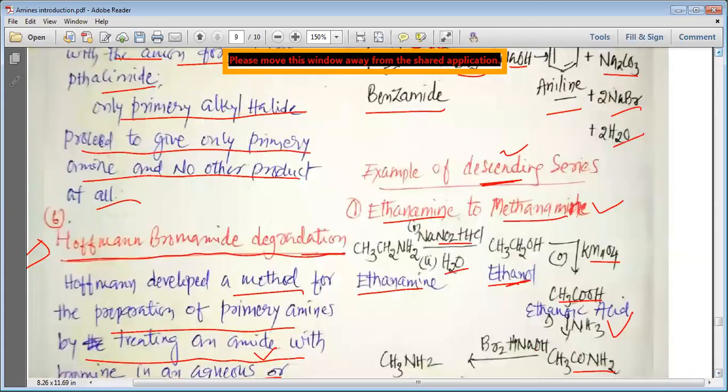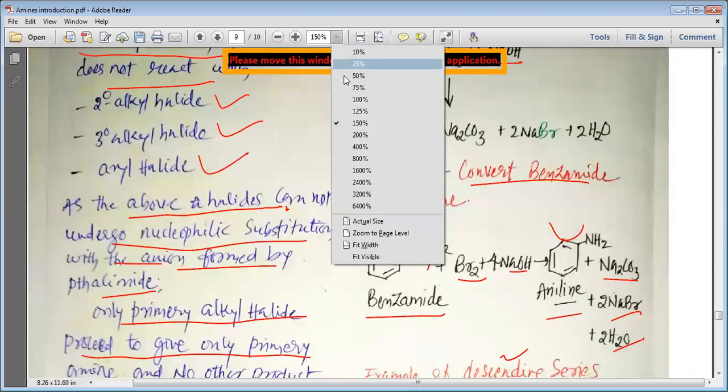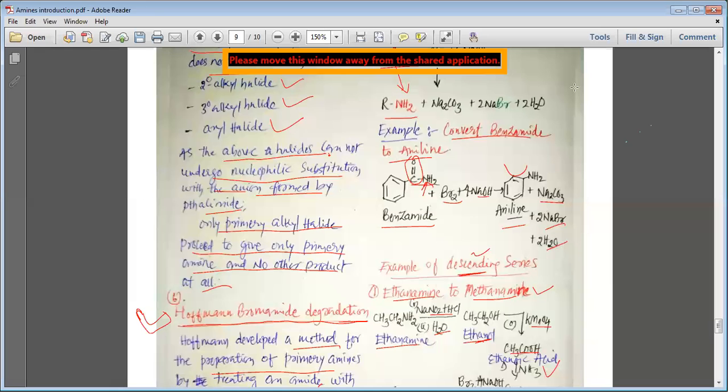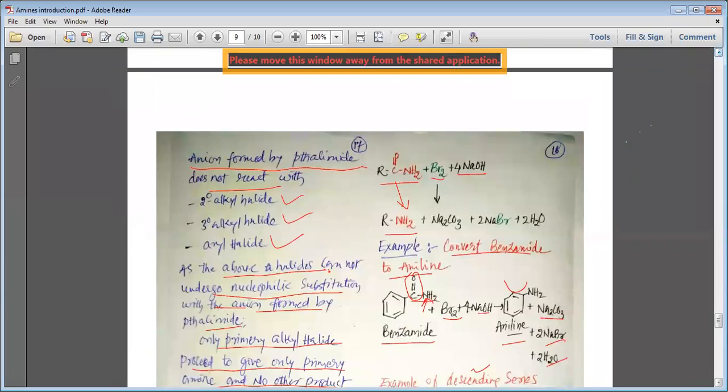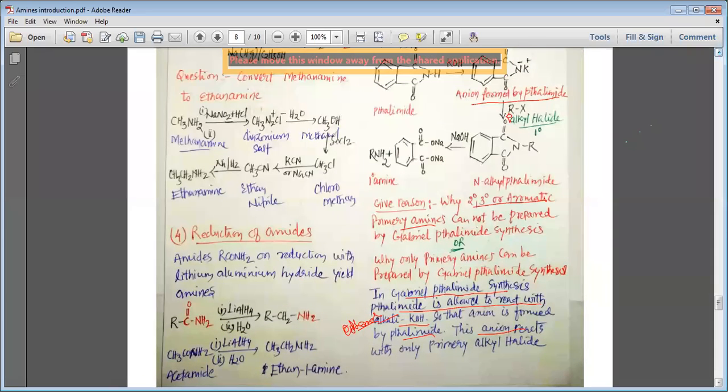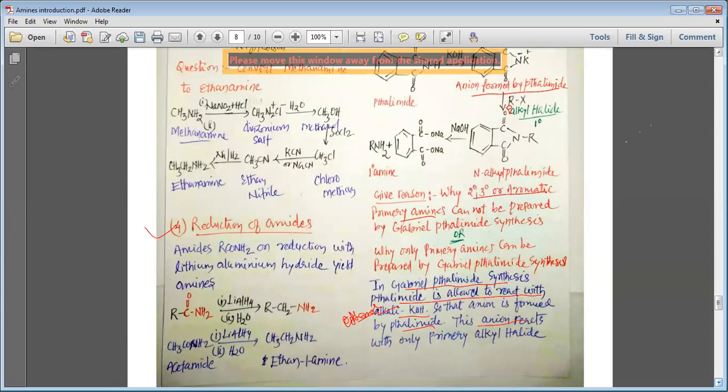Let us revise what we have studied today, and if you have any doubt, you can ask me your doubts, my dear students. After the previous discussion, we have studied about the reduction of amides. Amides on the reduction give us the amines, because the alkyl or aryl group bonded to the carbonyl carbon simply is bonded to the nitrogen.